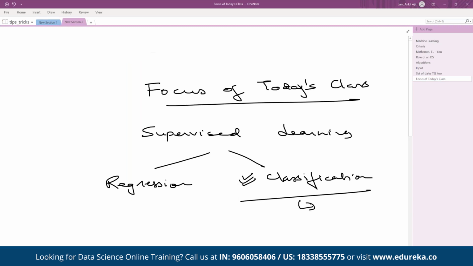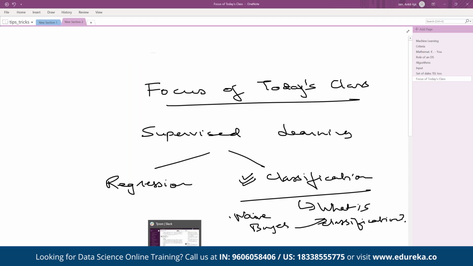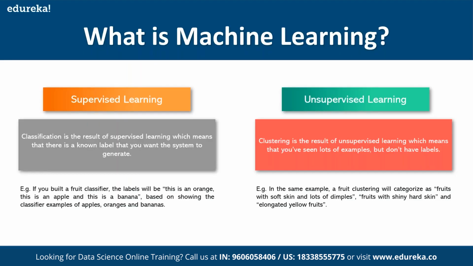First let me lay a foundation for you. What is classification? How can Naïve Bayes be applied to classification? Is it clear? This is what we are here to understand. As I explained till now, in machine learning there are theoretically three branches, but in general, we say that machine learning consists of supervised learning and unsupervised learning. In supervised learning, the target is labeled. Classification is the result of supervised learning, which means that there is a known label that you want the system to generate. So X converts to Y, and Y is known here. You know exactly what you want to predict from your input.